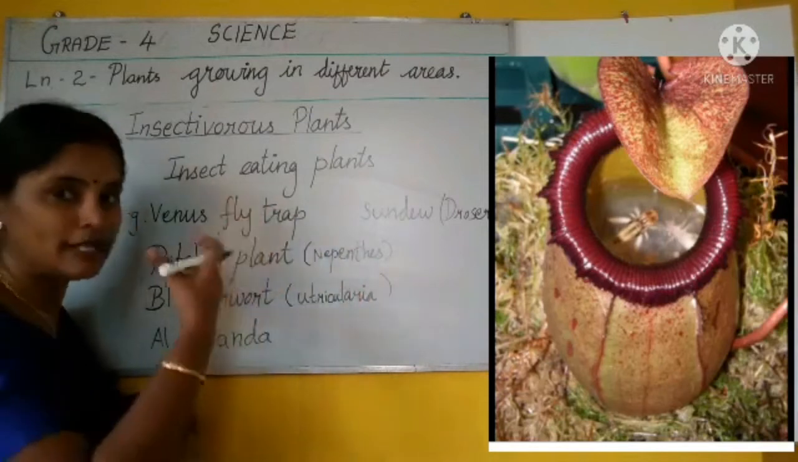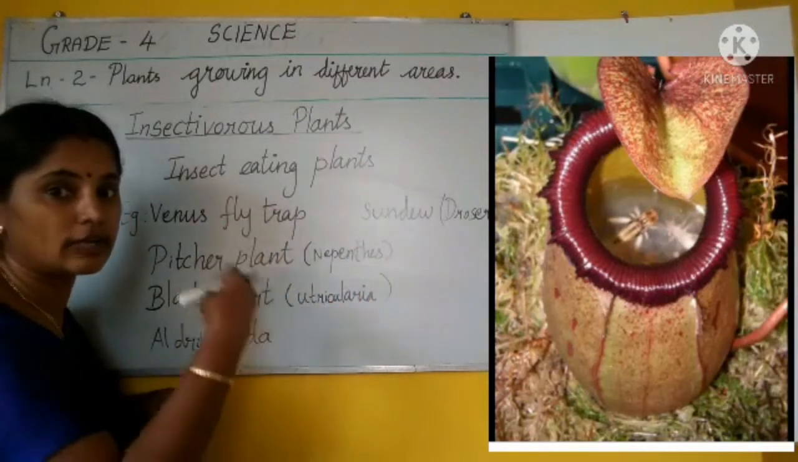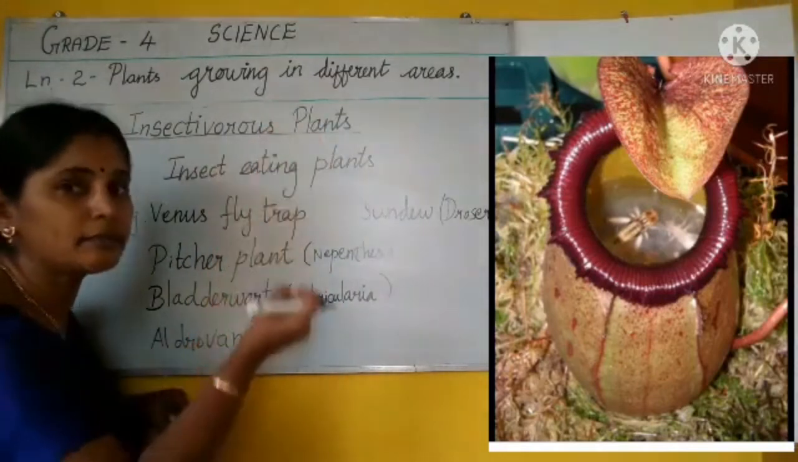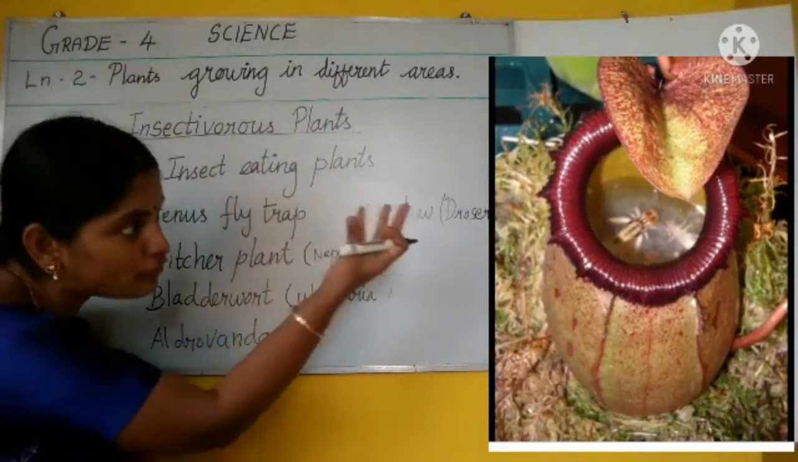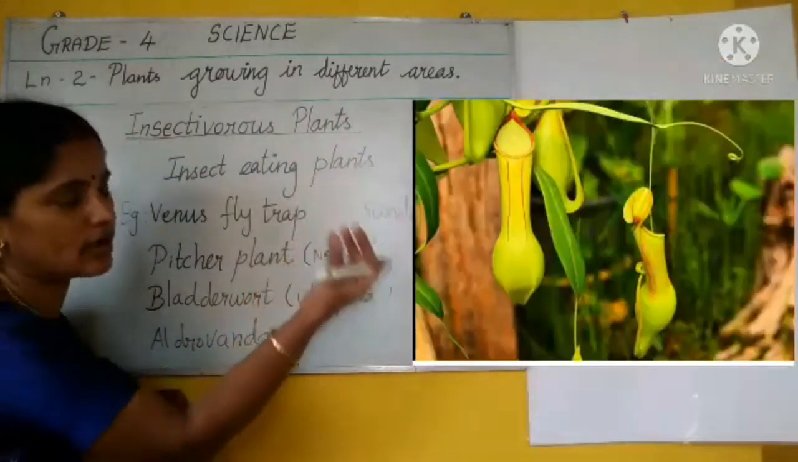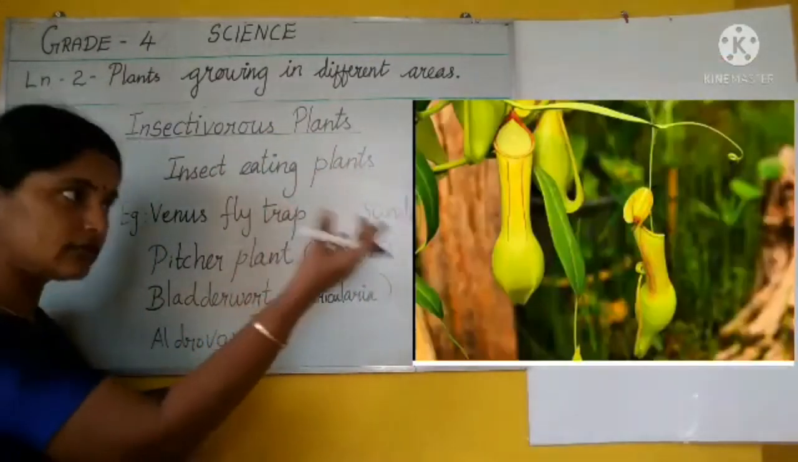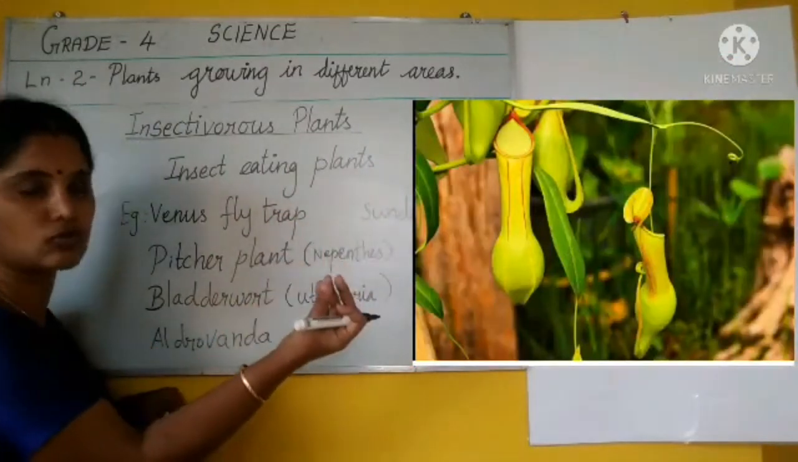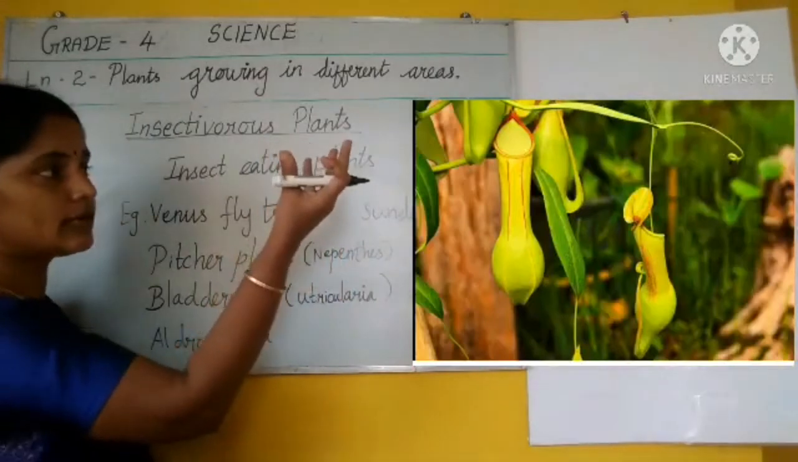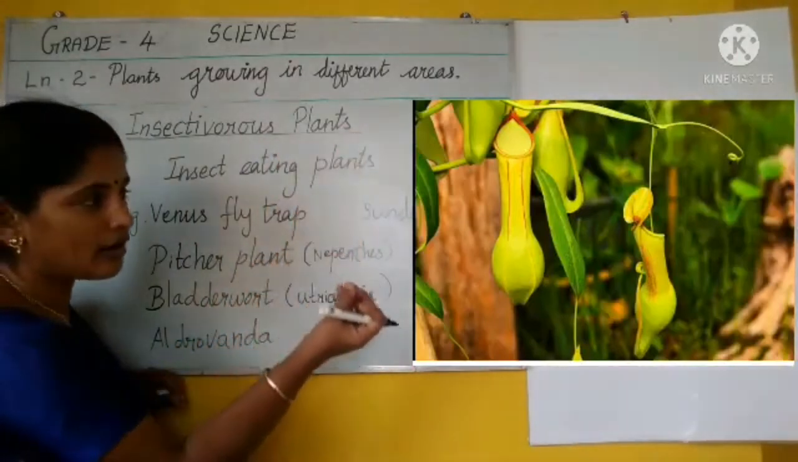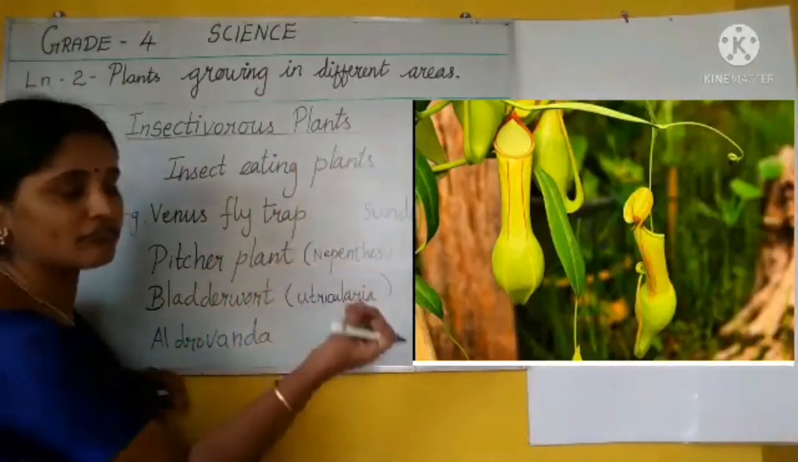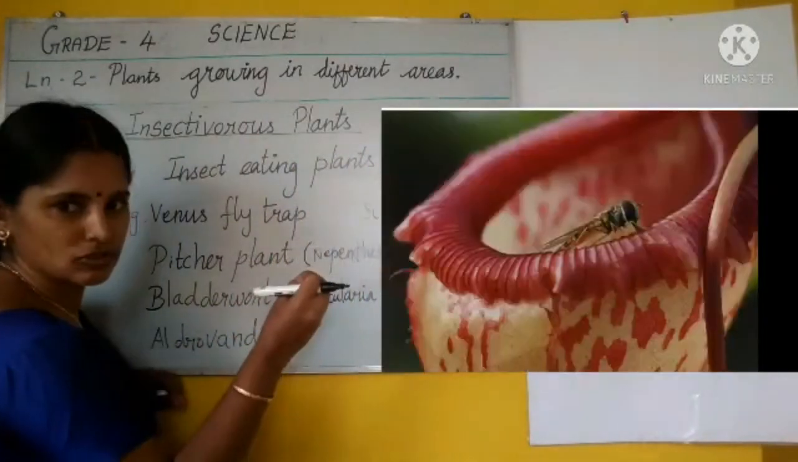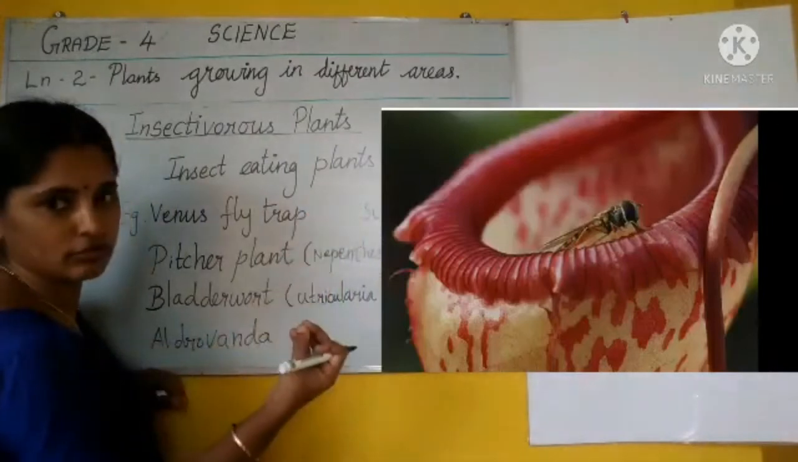The smell is also very good. The nectar smell is also very good. So insects are attracted by that smell and the colorful pitcher. Let's look at the pitcher color, red color pitcher. In pitcher plants there are also different colors, yellow color pitcher plants are also there. So the insects are attracted by the color of the pitcher and the smell of the nectar. They come and sit on the edge of the pitcher.